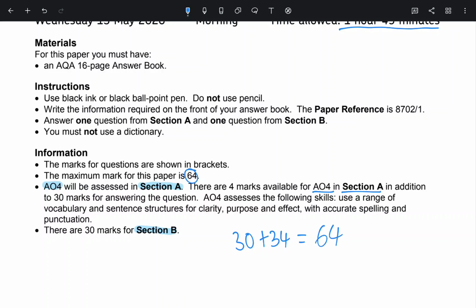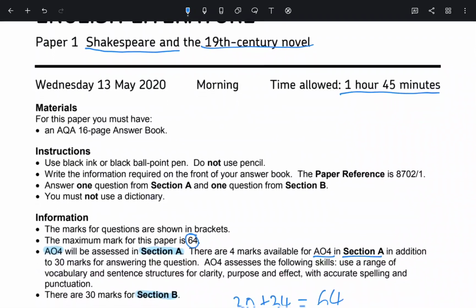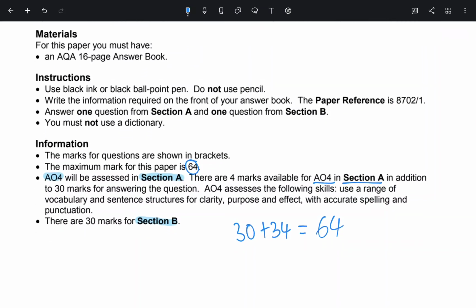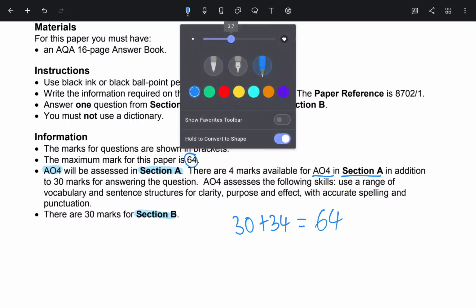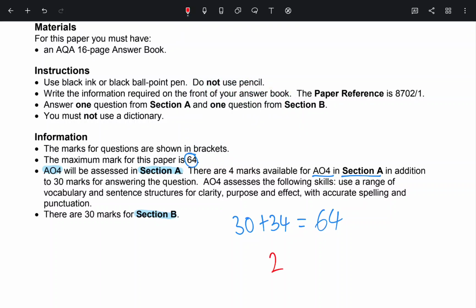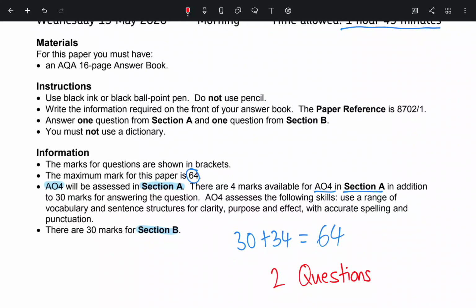64, right? Now, if it's out of 64, in this exam, your English Literature first paper, Paper 1, you are only answering, I'll do that in red, only 2 questions. Think about it. After 2 years of studying all these different texts and spending hours and hours revising, you will only have 2 exam questions. So let's have a look at it in further detail.